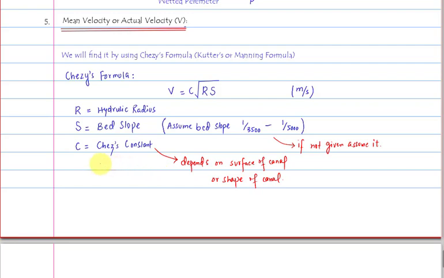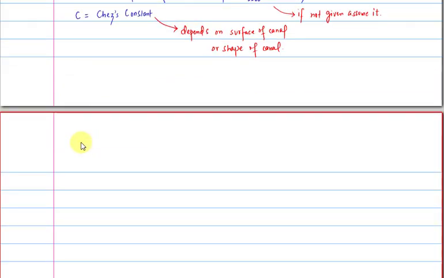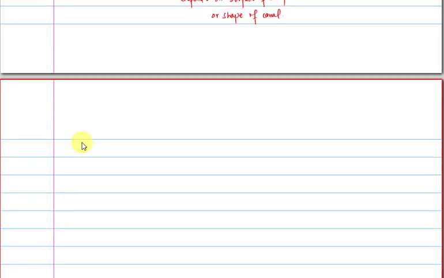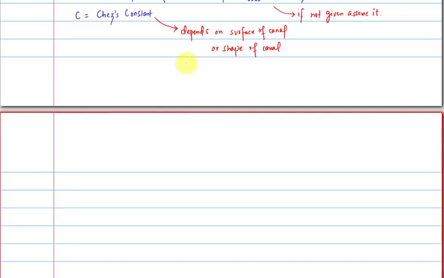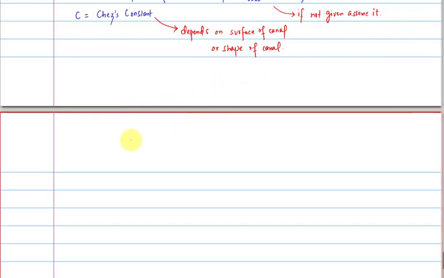So how can we find this value of C? For the value of C, we have a formula. Chezy's constant can be found by using the formula, which is C.